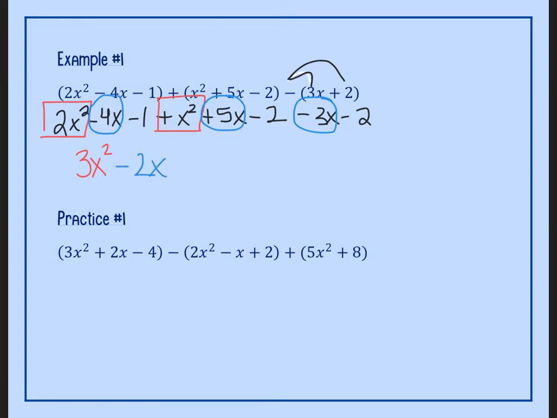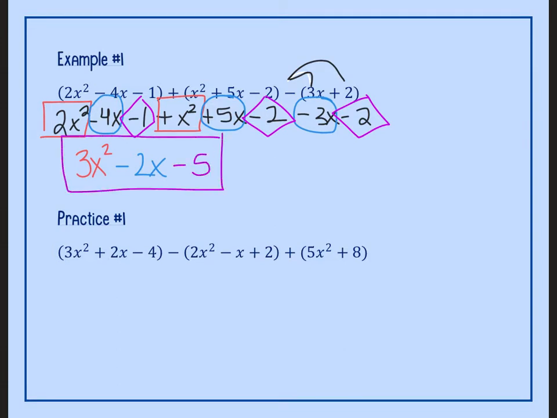Okay. Next is going to be our constants, which is our numbers that don't have any variable attached to it. We have minus 1, minus 2, minus 2. So what is negative 1 minus 2? Negative 1 minus 2 is negative 3. Negative 3 minus 2 is negative 5. So this will be your final answer.